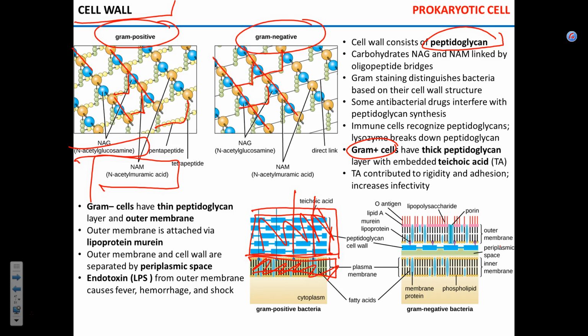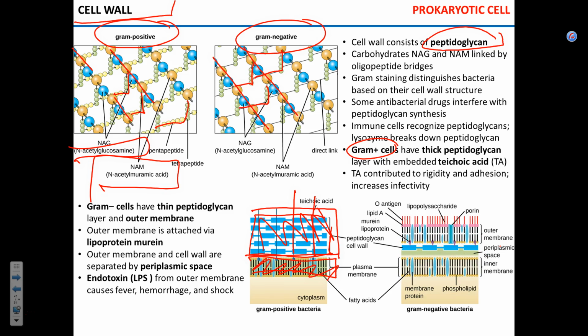Gram-negative cells are the classic sandwich. You have the cytoplasmic membrane here. Then you have a fairly thin layer of the peptidoglycan, the cell wall itself. And on the outside, you have another membrane that is called the outer membrane. So you have membrane, cell wall, membrane. Okay?